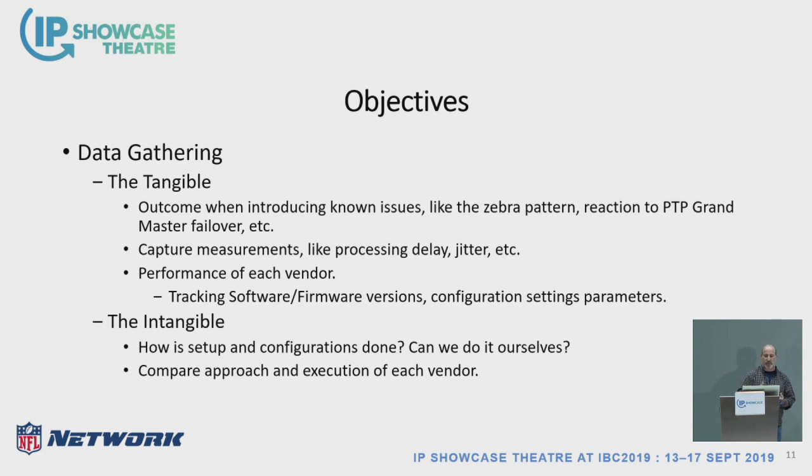So that's where we were measuring if there was jitter, how long it took to do a delay processing from point A to point B, and how each vendor reacted. We also introduced, in this case, the zebra pattern. We got tools to introduce impairments, right? So zebra pattern, drop packets, jitter, delay, and we saw how the video reacted to these issues.